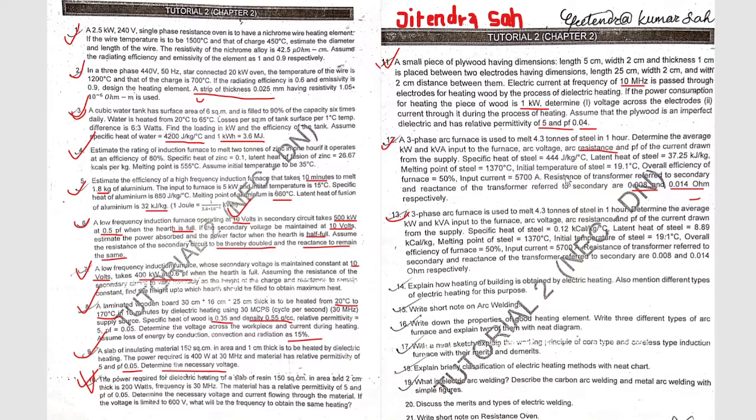Similarly, in question number 13, the same data is given. The only difference is in the unit. Here, in question number 12, the specific heat of steel is given in joule per kg per degree Celsius, while in question number 13 the specific heat of steel is given as 0.12 kilocalorie per kg per degree Celsius. Means the units are different.